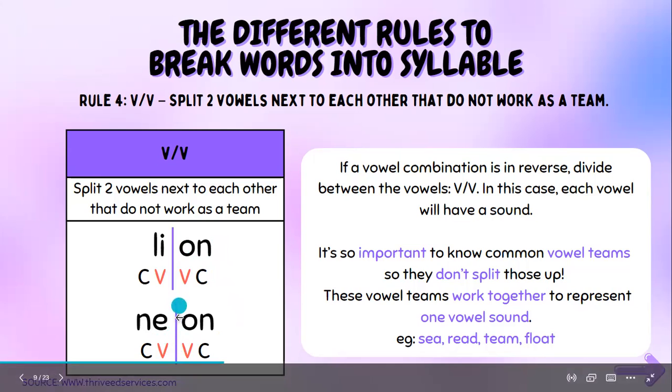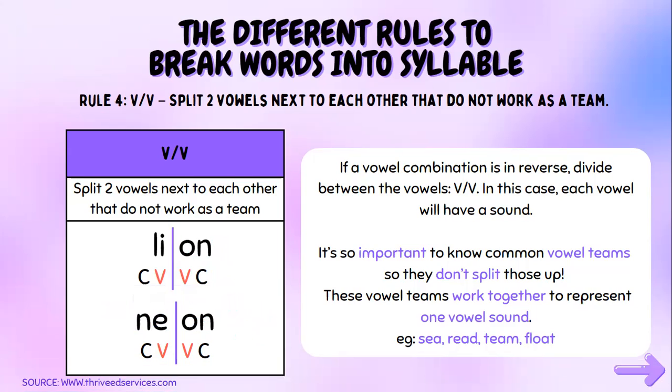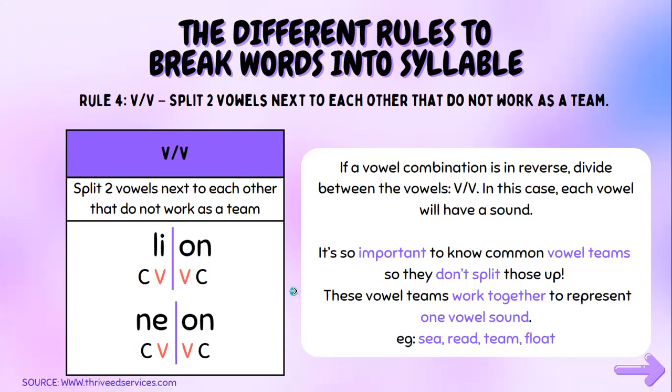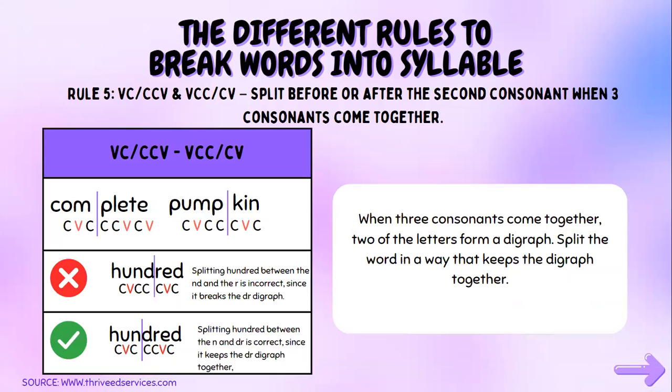Similarly, we can split the word neon between the E and the O, because the E makes a long E sound and the O makes the O sound. So they make two different vowel sounds, so they're not a team, and we split them between the first vowel and the second vowel. And you may not know what neon is, but neon is a gas. It's an element. It's a gas that is sometimes used in making light up signs and also other uses. So now you also know a new word.